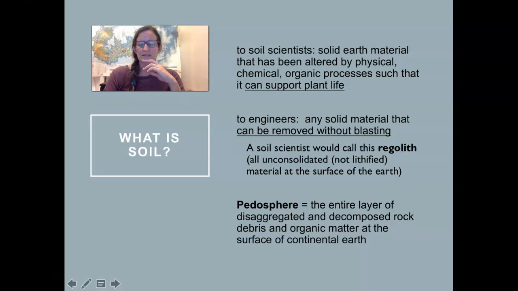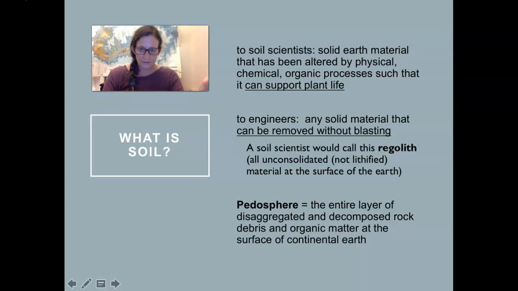So we might consider the term regolith, that a soil scientist would use for everything that's loose on the outside of the earth, that grows plants and also doesn't grow plants. So regolith is a good term there. It's unconsolidated, not lithified into rock material on the earth's surface.